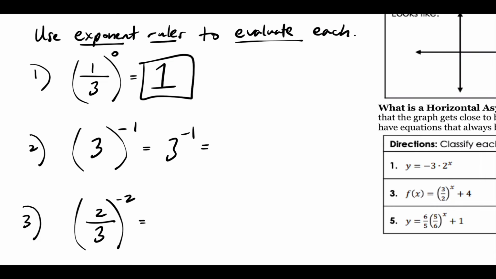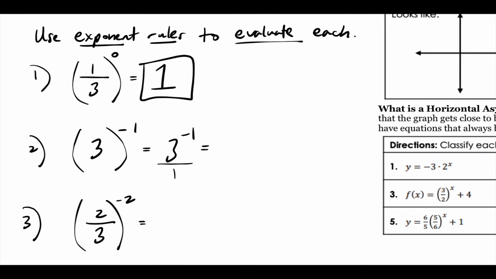So is 3 up or is 3 on the bottom? It's on the top, right? Because if it doesn't have a bottom, that means you got to make one. So that means you move it there. 3 to the first power is 1/3, right? Okay.